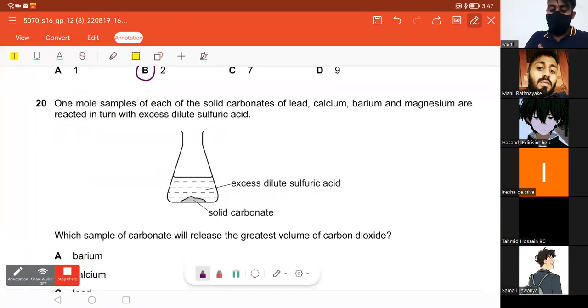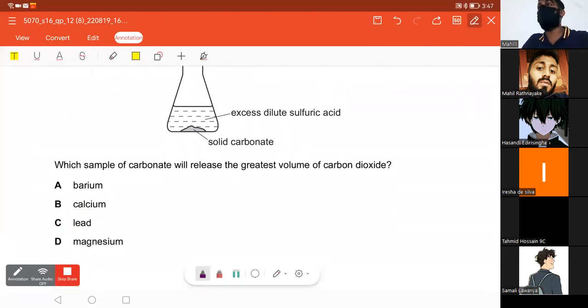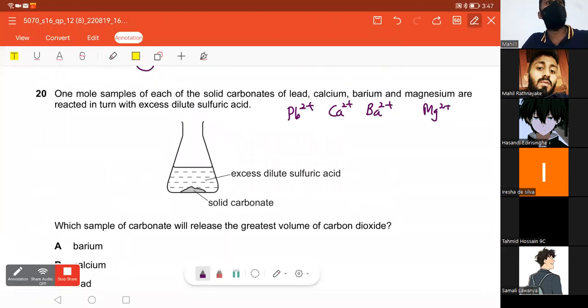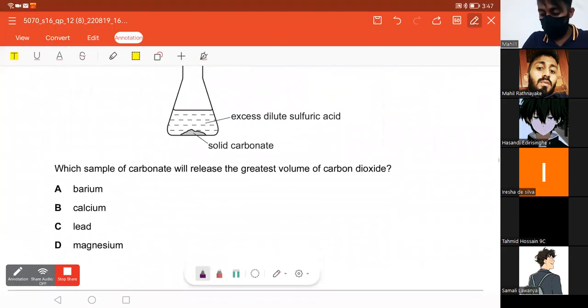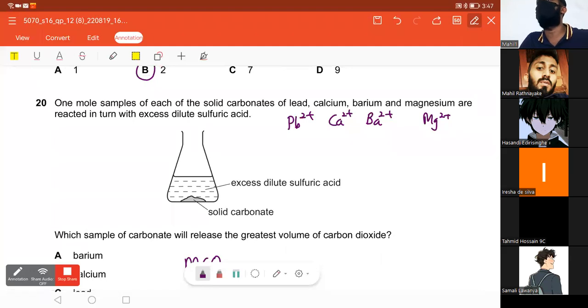Next one. 1 mole of each solid carbonate of lead. How to write: Pb2+, Ca2+, Ba2+, Mg2+. Listen. They are asking which sample carbonate releases a greater volume of carbon dioxide. Now all are 2+ ion charges. Then I write the metal carbonate as MCO3. Am I correct? M I consider as either lead or calcium or barium or magnesium.